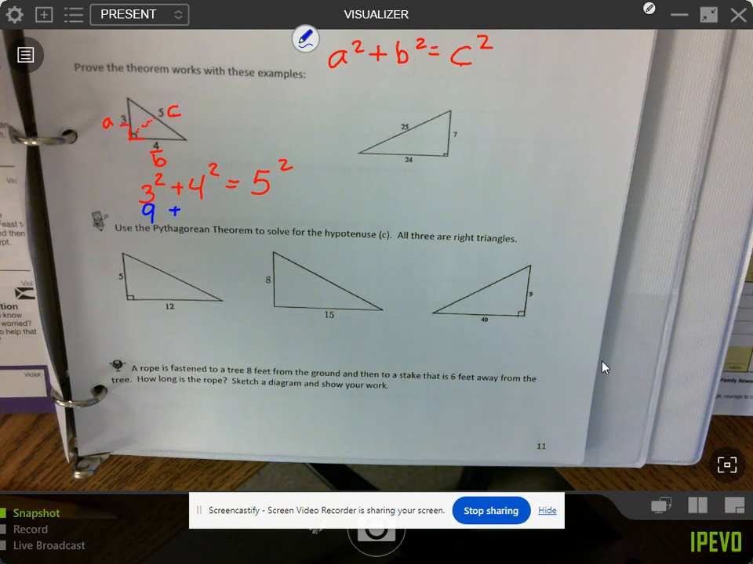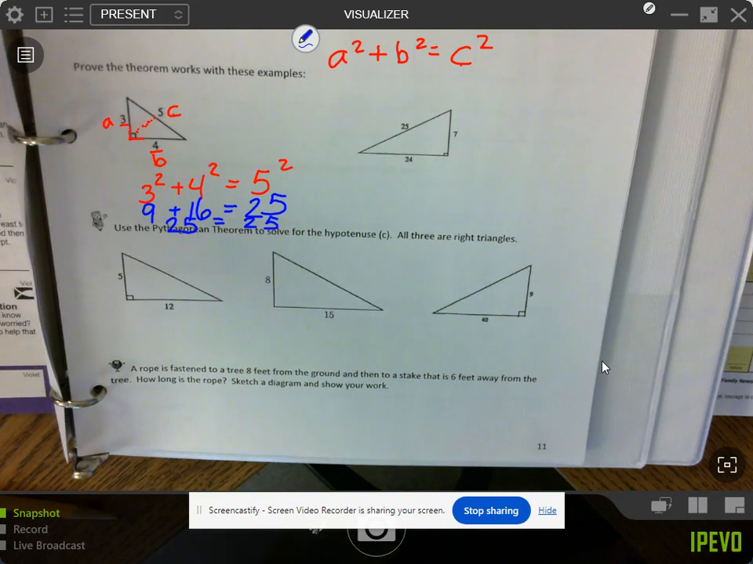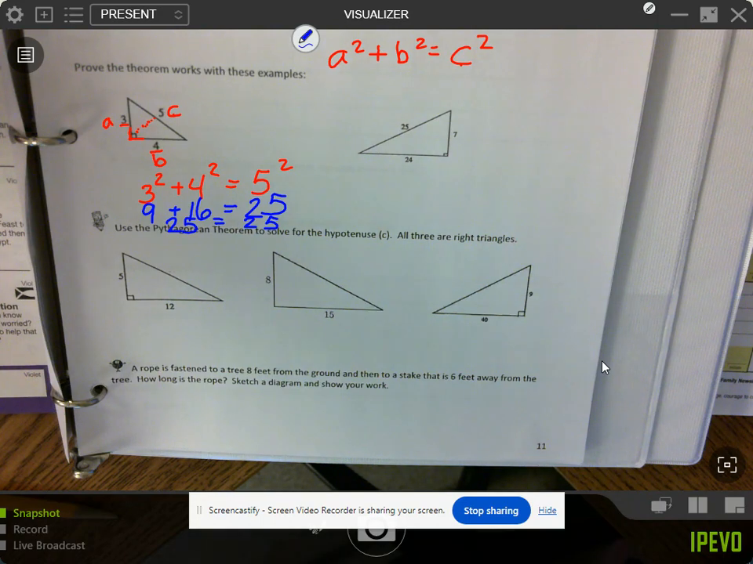What is 4 squared? 16. 4 times 4 is 16. What is 5 squared? 25. 5 times 5 is 25. So does 9 plus 16 equal 25? 9 plus 16 is 25. 25 does equal 25. It works for this triangle. Let's check it again with a different triangle and see if it really does work every single time.